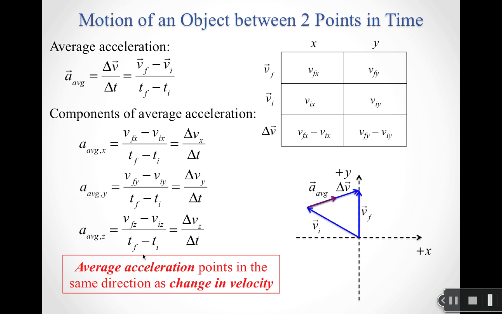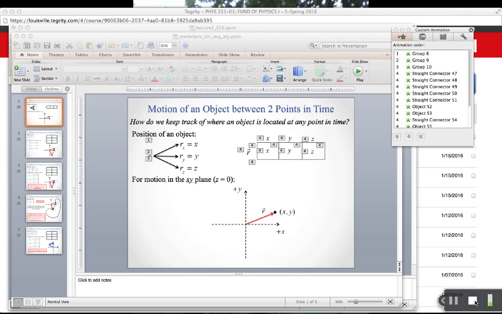So these are the 4 quantities that we're basically going to care about in terms of motion between 2 points in time. We're going to care about the displacement, the change in position, the average velocity, the average speed, and the average acceleration.